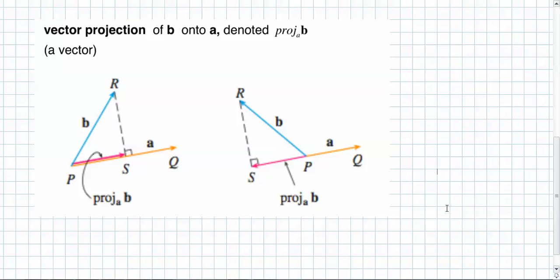Okay, vector projection. You have the vector B, the blue vector on the left, and the vector Q, the orange vector. The projection of vector B onto A is denoted proj sub A of B. That vector is the red vector that goes from P to S. If you drop the altitude and connect from the initial point P to that point S, you get the projection. Can it go in the other direction? Absolutely, both of those are projections.